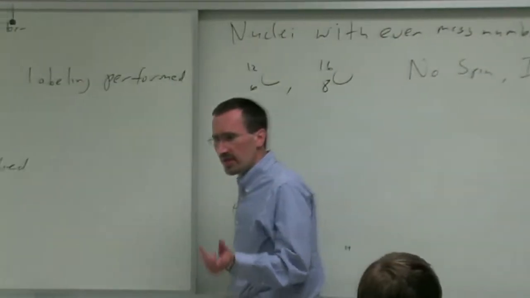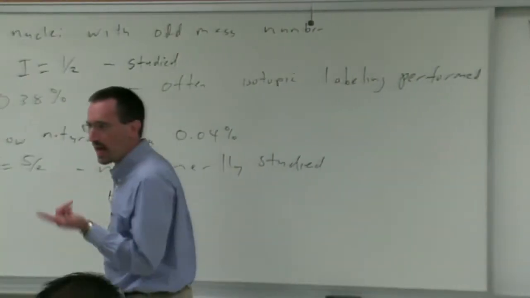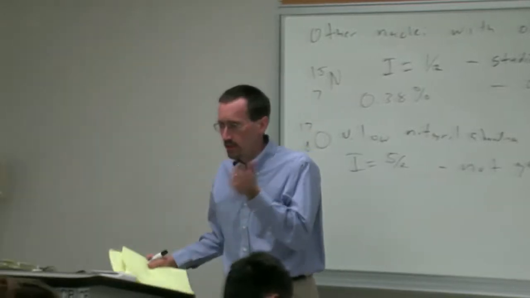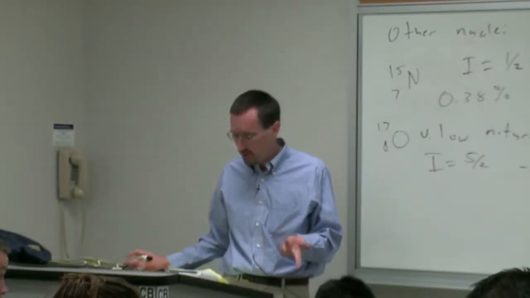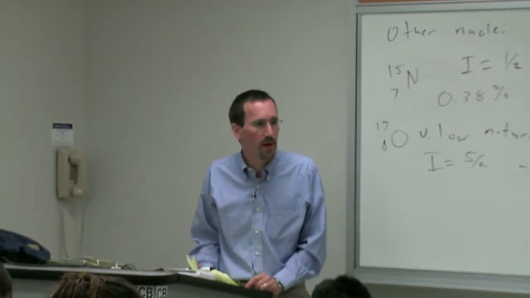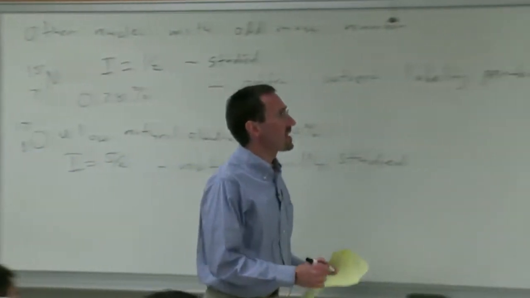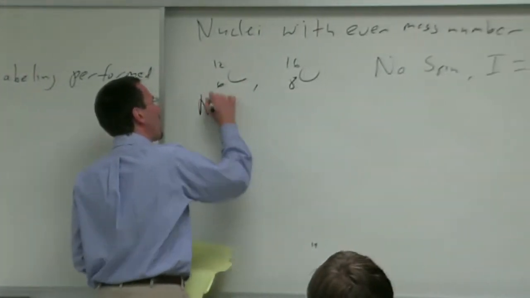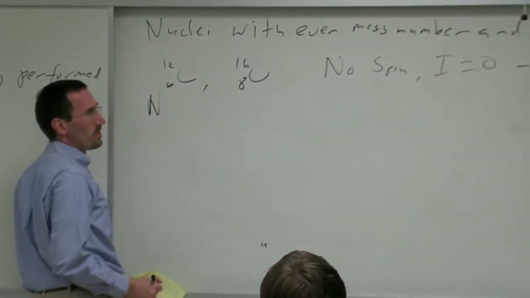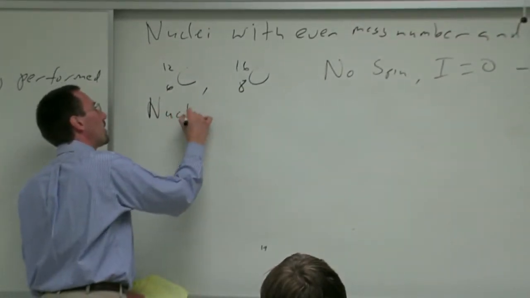Since you don't have different spin states, you can't have quantized transitions between spin states, so there's no way they can be studied by NMR spectroscopy. So the last class then becomes nuclei with an even mass number but not atomic number.